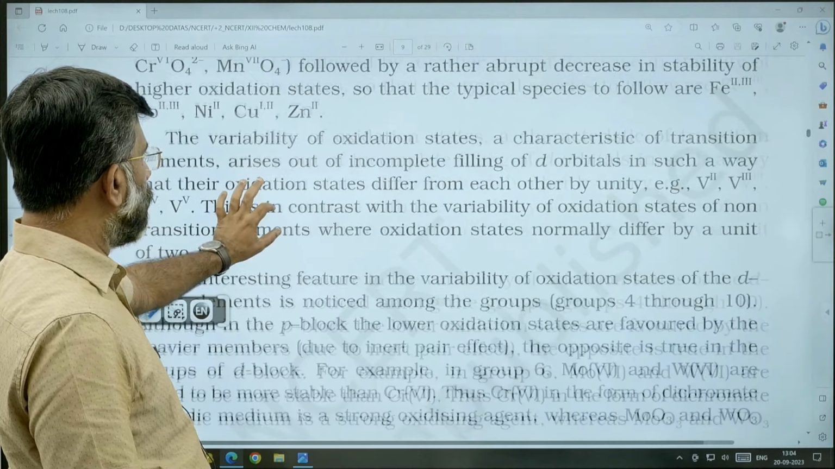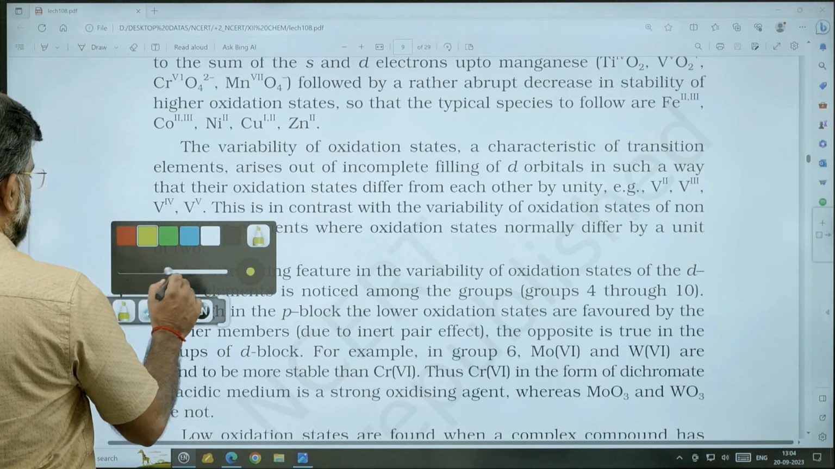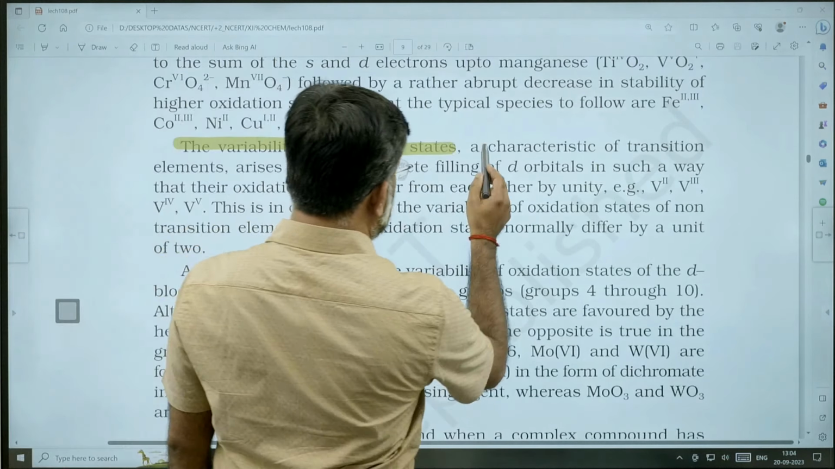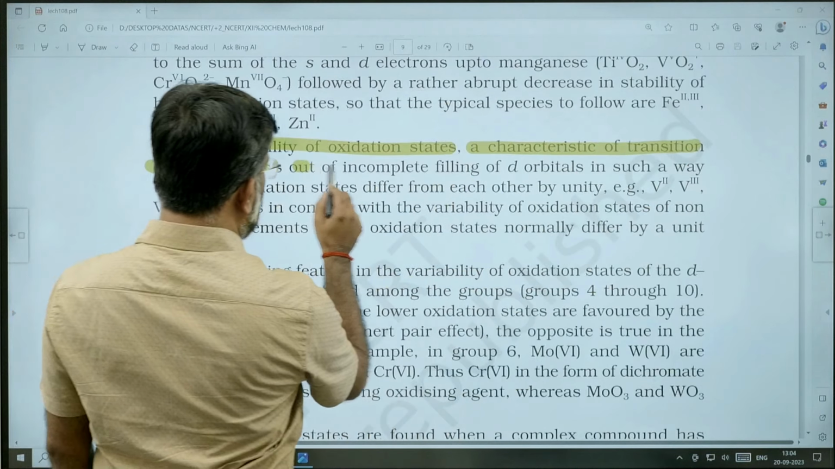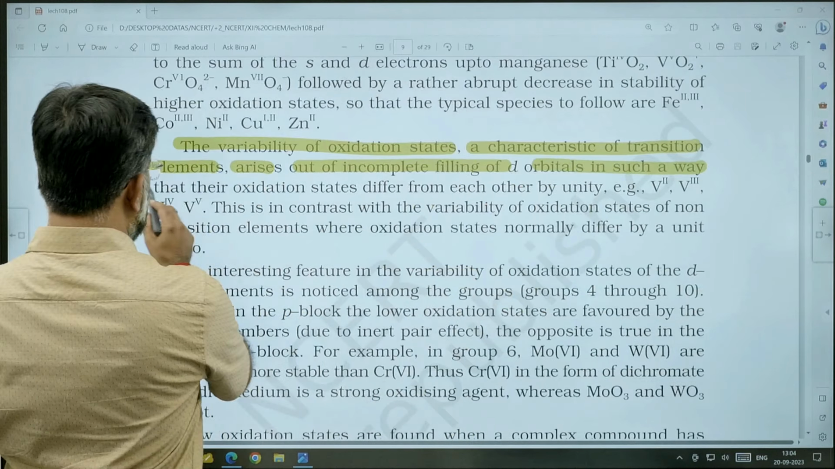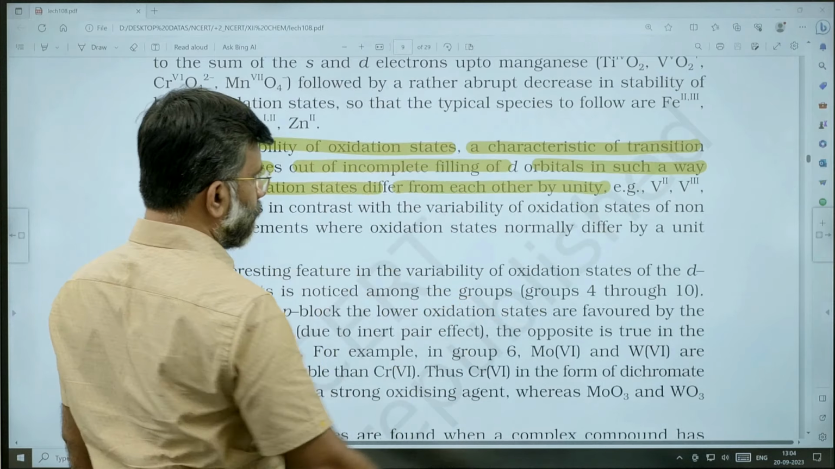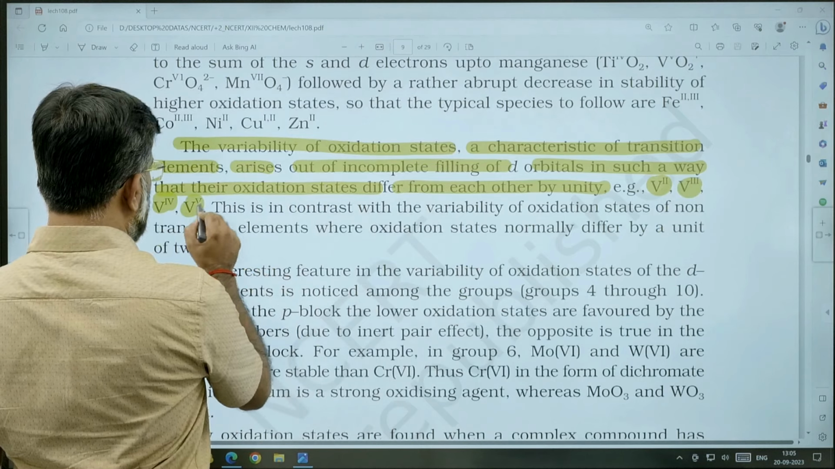That's a very important point which I have commented just now. The variability of oxidation state, a characteristic of transition elements, arises out of incomplete filling of d orbital in such a way that their oxidation state differ from each other by unity. Vanadium 2, vanadium 3, vanadium 4, vanadium 5.